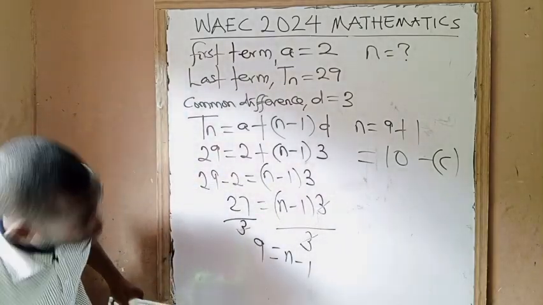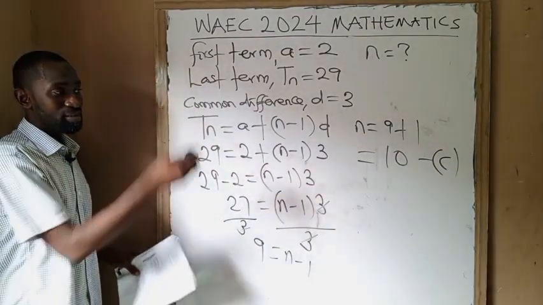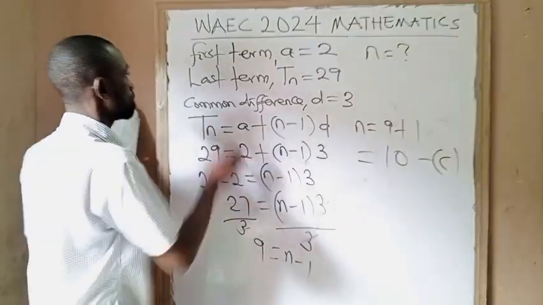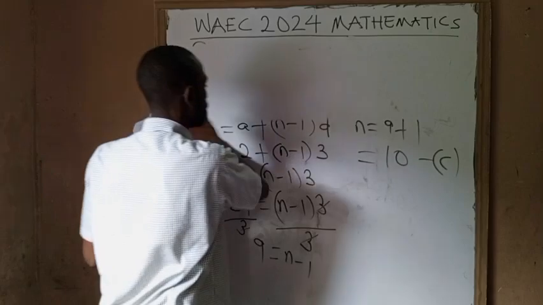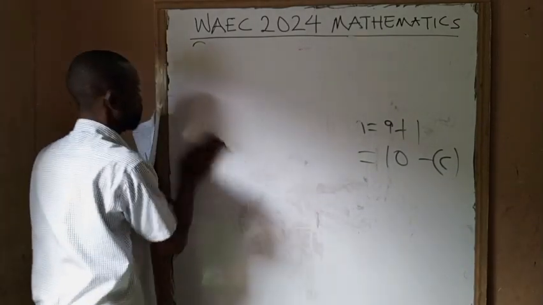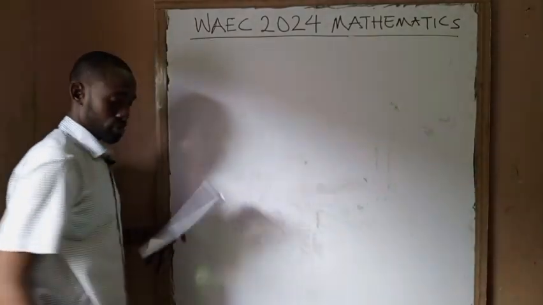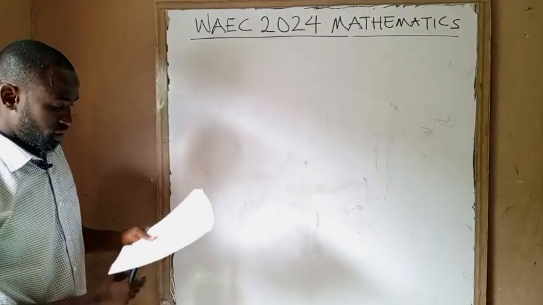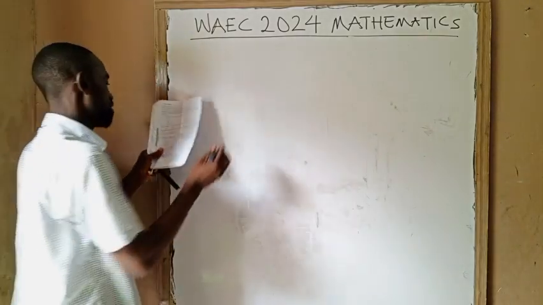So let us quickly go to question number 4. You can just pause the video and see the way I solve the question. I don't want to waste our time. If there's any explanation that you don't understand, you can just pause the video, rewind, and watch. Question 4. We are to express in index form.